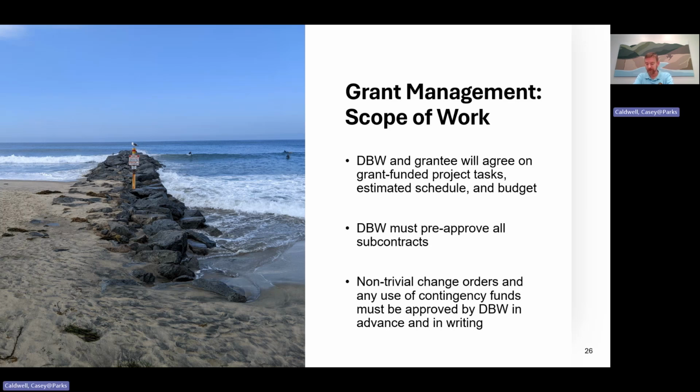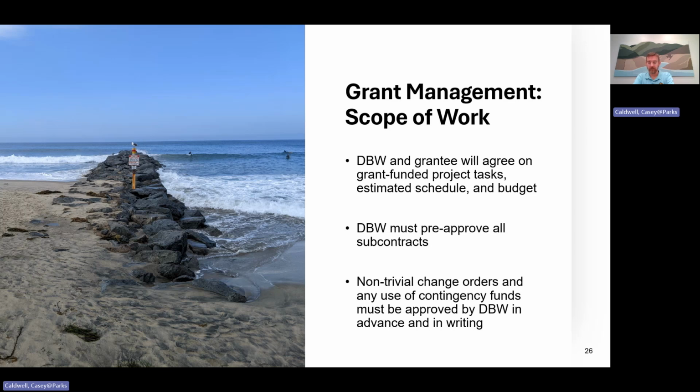Change orders during a construction project are obviously common. Under the terms of our grants, change orders must be approved in advance and in writing by DBW, unless the cost of the change order is below a dollar threshold specified in the grant agreement. Note that even if change orders are reasonable, the overall DBW grant amount can't be increased without going through the whole state budget process again. So manage your project budget carefully and try to avoid the need for change orders by being risk averse as you initially plan your projects.